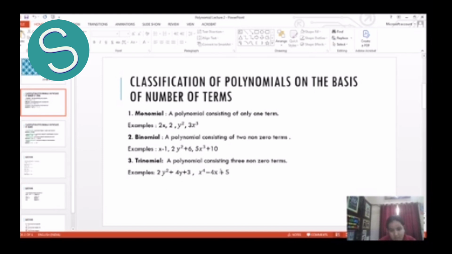Second example is x square minus 4x plus 3. This also contains three terms, that is x square, minus 4x, and plus 3. So it is a trinomial.